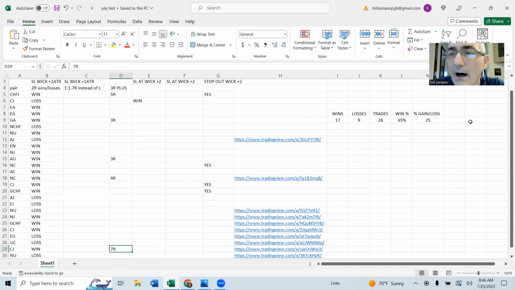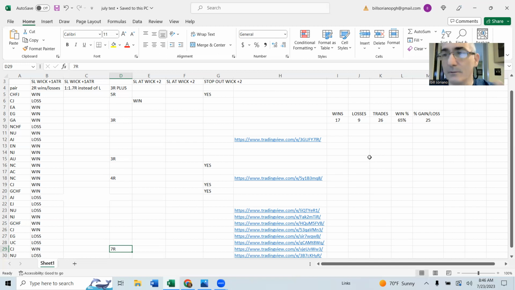So for this month, 26 trade opportunities presented themselves. We would have had 17 wins, 9 losses. That's a 65% win ratio, and the gain on our account would have been 25%. That is assuming that we're taking every trade at a 1-to-2 risk to reward ratio. So for risking 10 pips, we set our take profit at 20. If we're risking 20 pips, we set our take profit at 40.